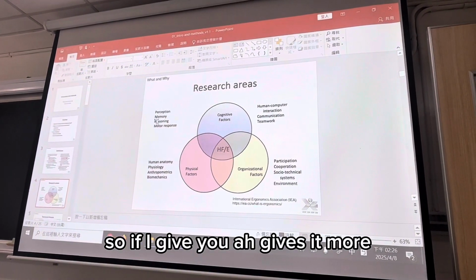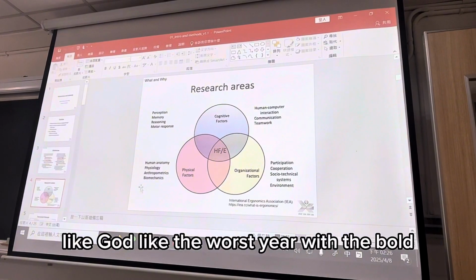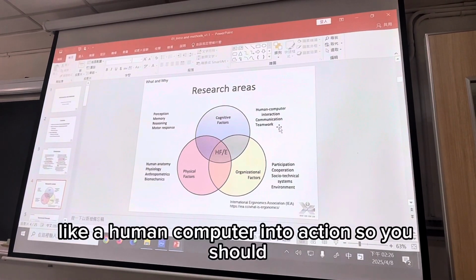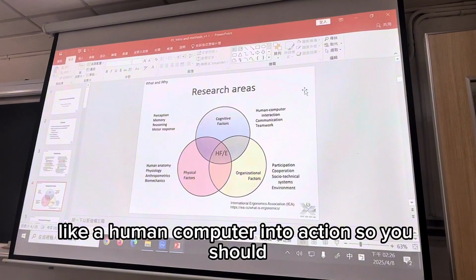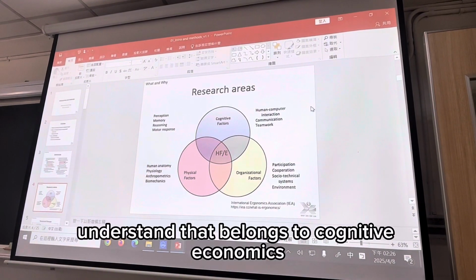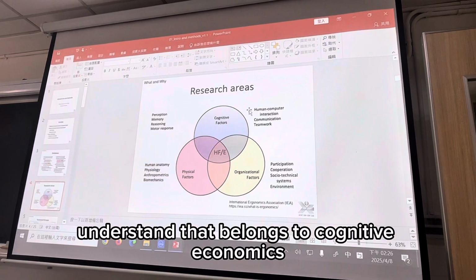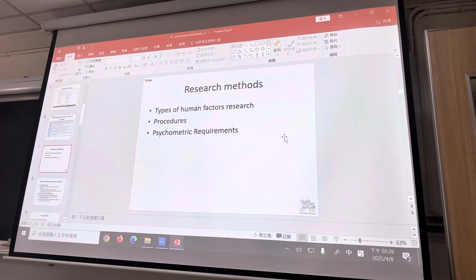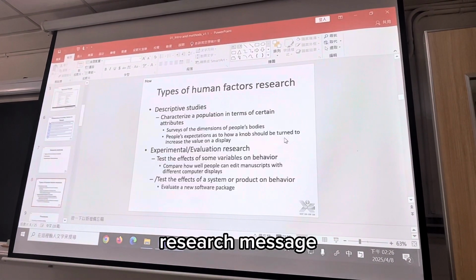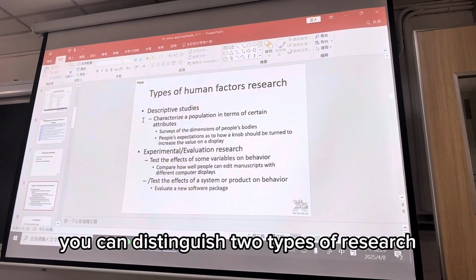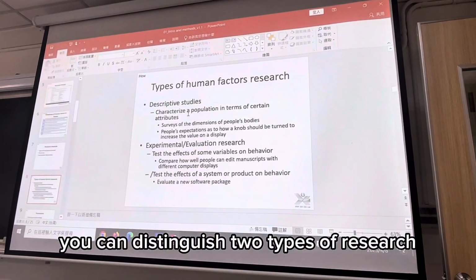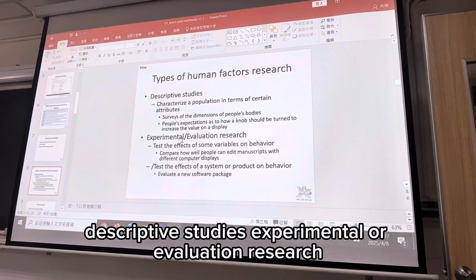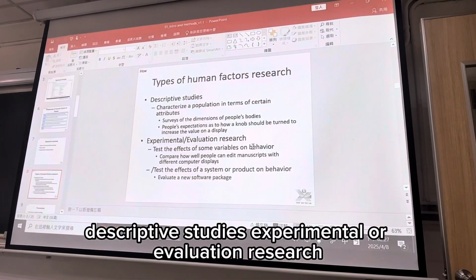So if I give you an example, like the words here, for example, human-computer interaction, you should understand that belongs to cognitive ergonomics. Okay, and research methods, you can distinguish the two types of research: descriptive studies, experimental or evaluation research.